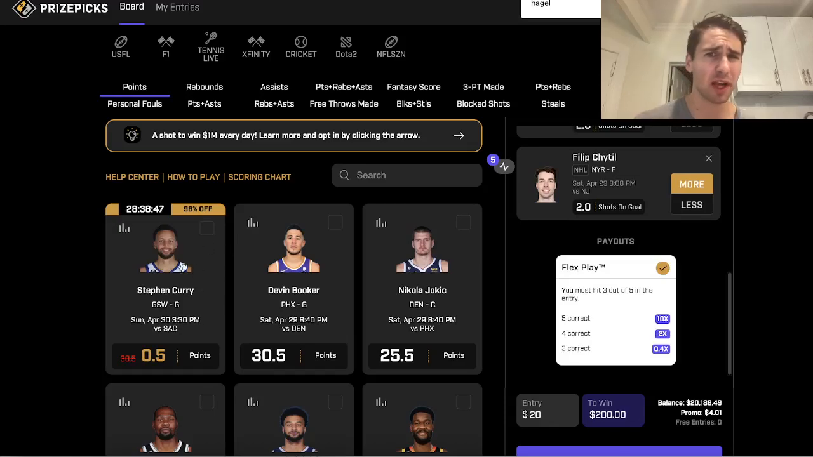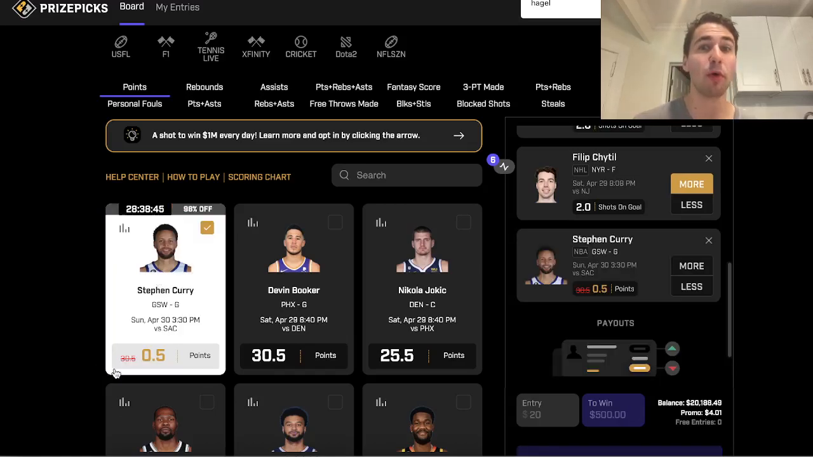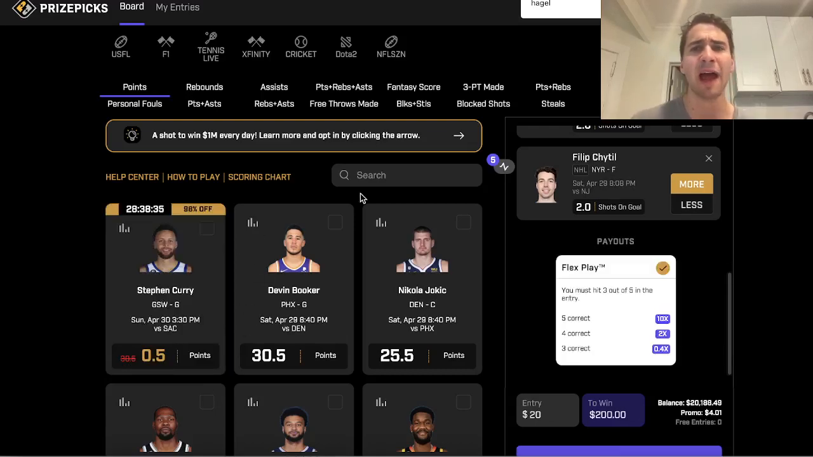So PrizePicks is running a promo. They're taking Curry's points line down to 0.5. So if Curry scores at least 1 point, your bet's going to win. So of course you want to include this in a PrizePicks entry that you go with. Curry over half of a point.